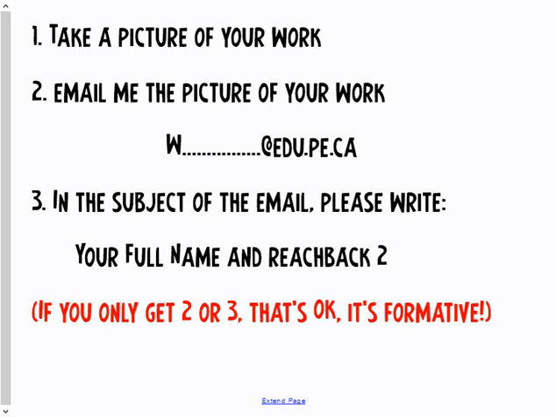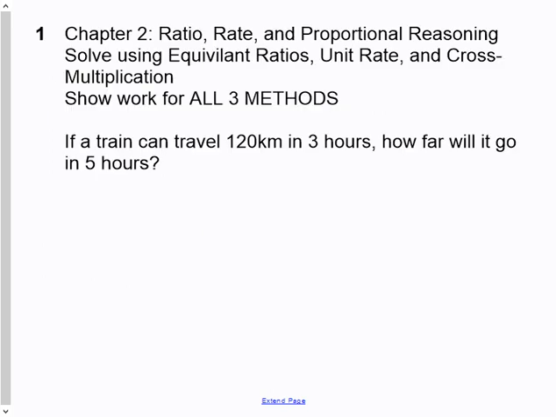Okay, here we go. Question number 1. It says, using all three methods, equivalent ratios, unit rate, and cross multiplication, solve this proportion. If a train can travel 120 kilometers in 3 hours, how far will it go in 5 hours?